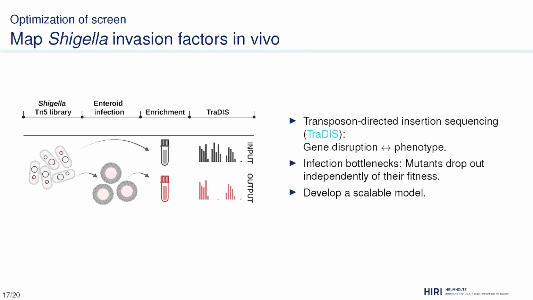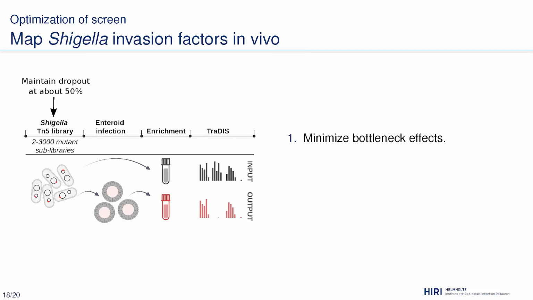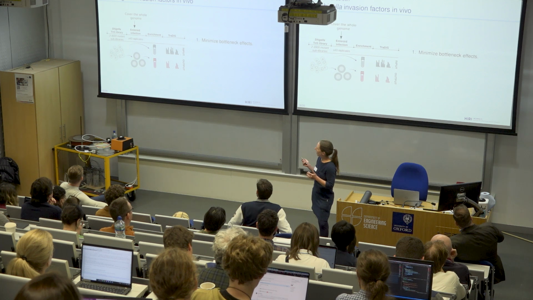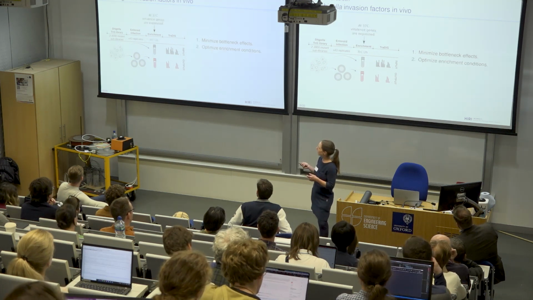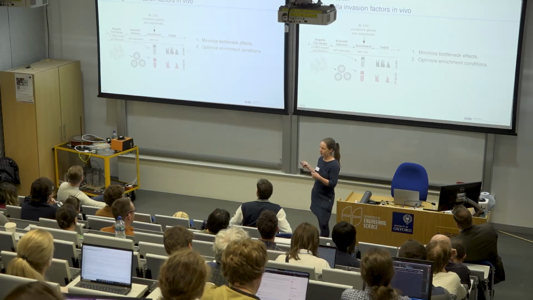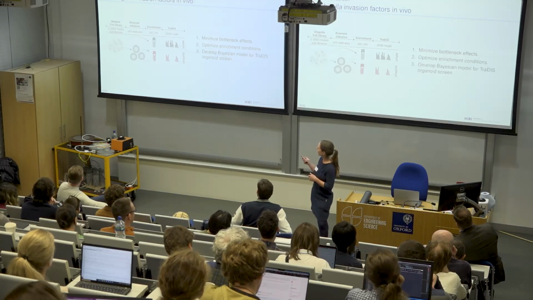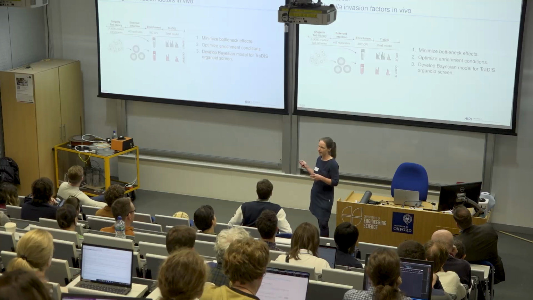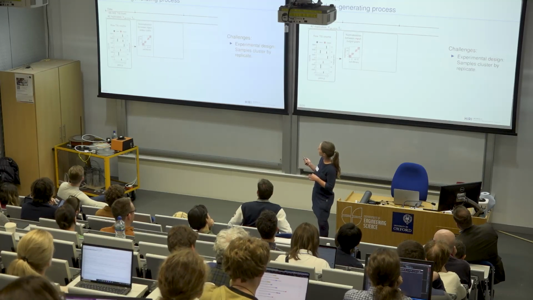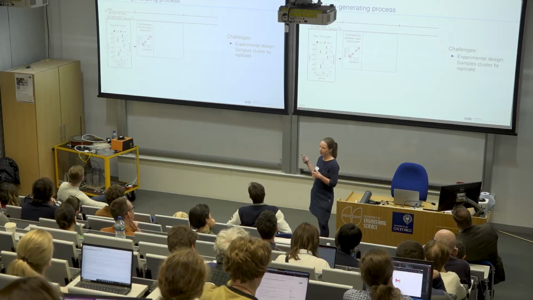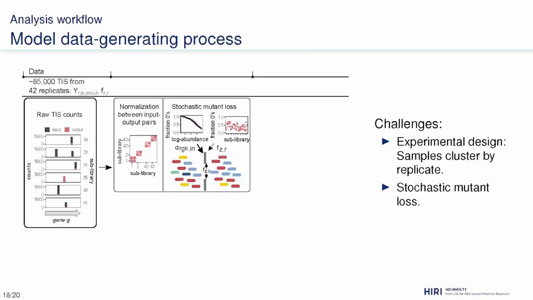The first thing that we needed to do was to determine the number of mutants that we could use such that the technical loss was below 50%. Then we determined how many replicates we need to cover the whole genome. We optimized the enrichment conditions not to select for virulence genes, and then I developed a Bayesian model to analyze the final screen. There were still a few challenges, for example that the samples cluster by replicate and not by input-output. There's still technical loss.